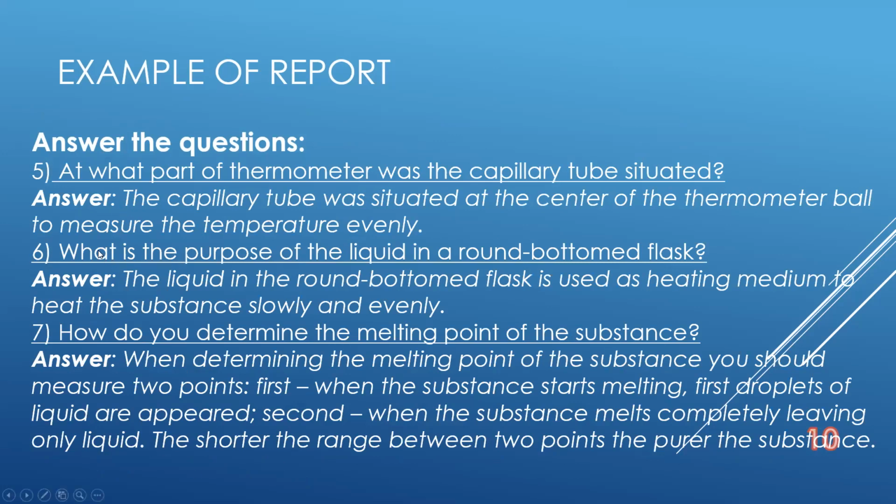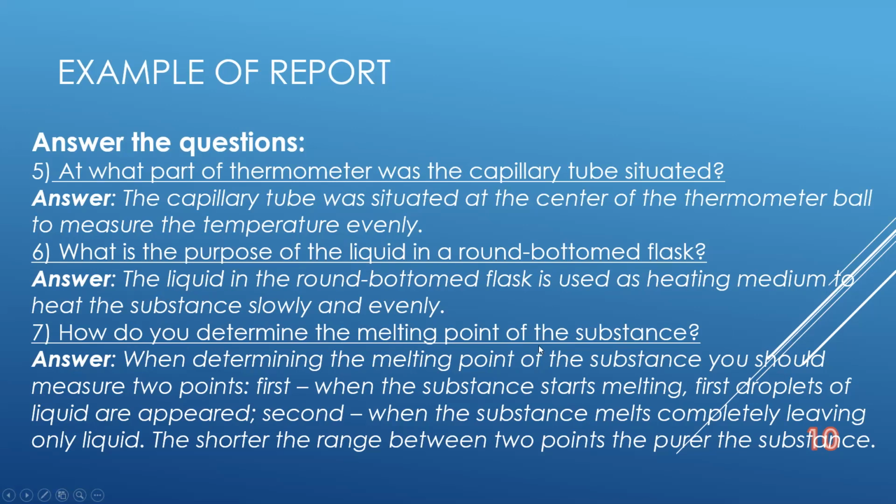The next question: what is the purpose of the liquid in a round-bottomed flask? And the answer is the liquid in the round-bottomed flask is used as a heating medium to heat the substance slowly and evenly. And the last question, how do you determine the melting point of the substance?